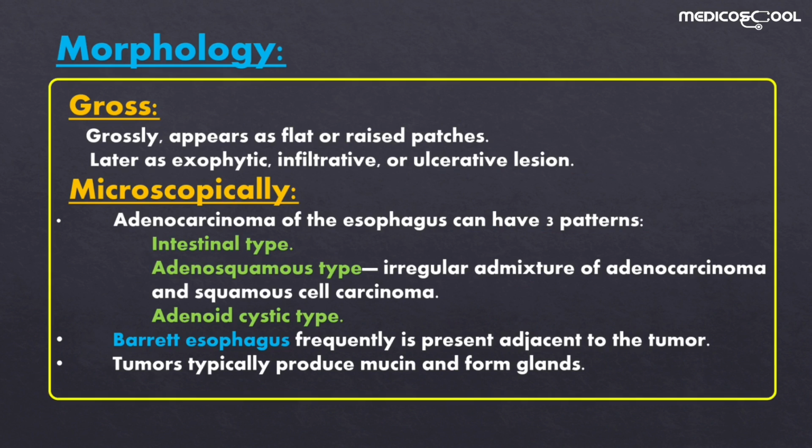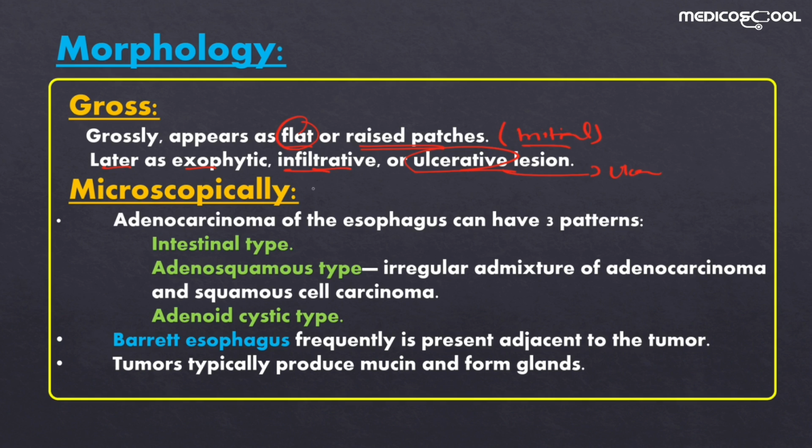Now, what is the morphology of the adenocarcinoma of the esophagus? Grossly, in the initial stages it appears as flat or raised patches, while in the later stages it may be exophytic, infiltrative, or ulcerative lesions. Exophytic means that they are protruding out of the wall of the esophagus into the lumen. Infiltrative means that it infiltrates the wall of the esophagus, and ulcerative means that it forms an ulcer.